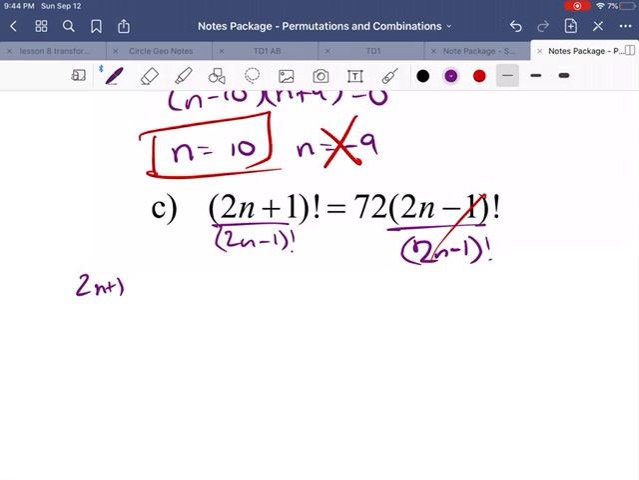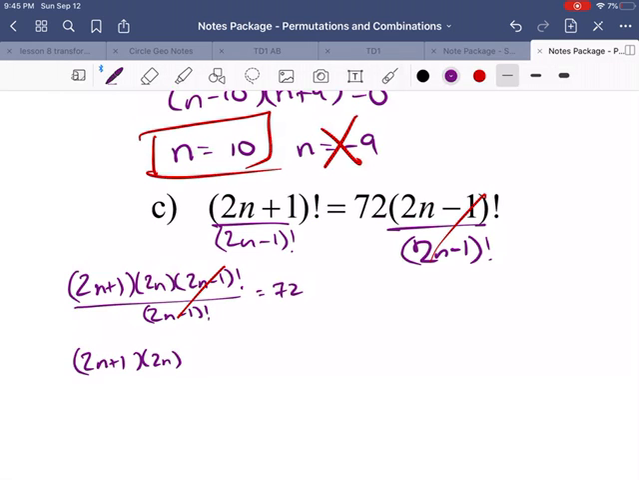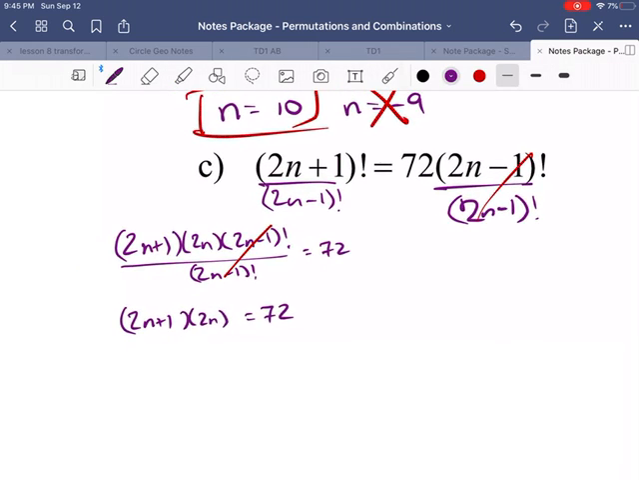You end up with 2n+1, and then 2n, and then we start our (2n-1) factorial. So there it is. There's the stuff that's going to simplify to 1. So we're left with (2n+1)(2n) equaling 72. If you expand that, we're going to get 4n squared plus 2n equaling 72. Let's bring the 72 over to the left side and see if we can factor this bad boy.